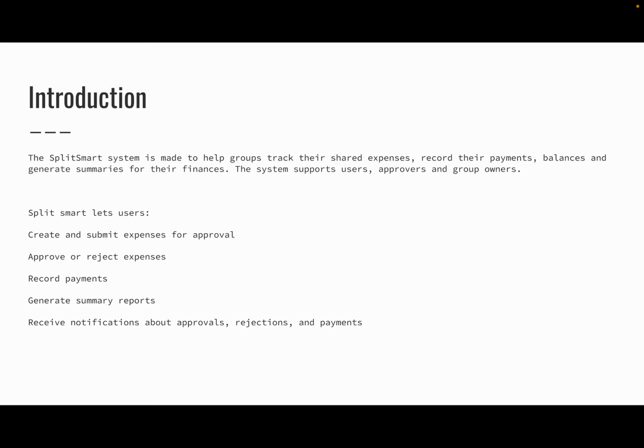So, SplitSmart is a system that has been built to help groups track their shared expenses and payments. The system supports several types of users, including regular users, approvers, and group owners. The users can create expenses and submit them for approval. They're also able to generate financial summaries, and approvers can review and approve or reject these expenses. And the users can also receive notifications about the approvals, rejections, and payments.